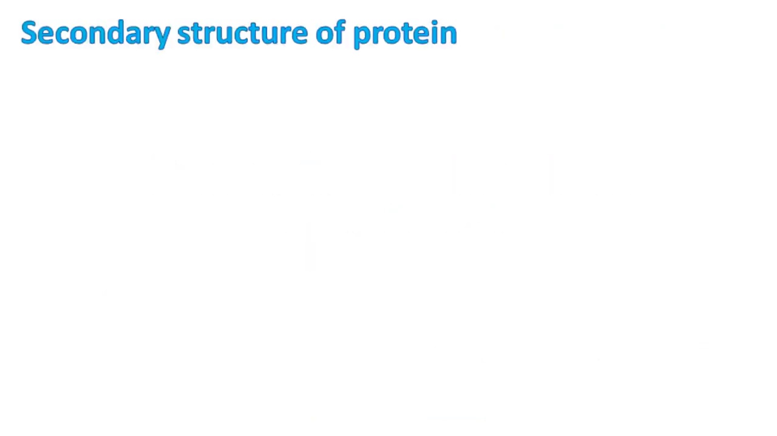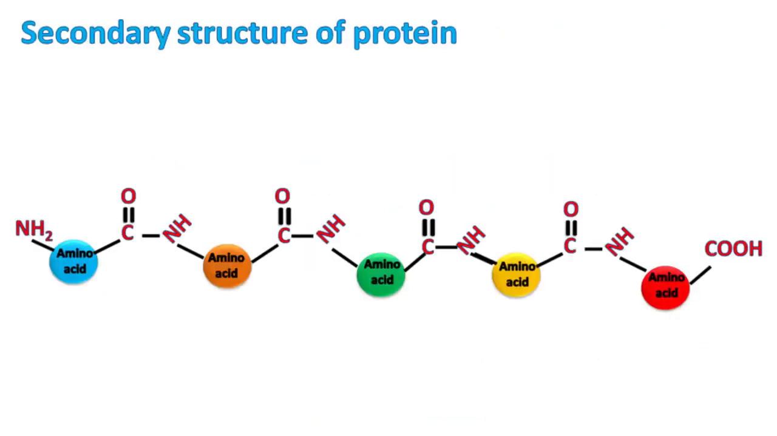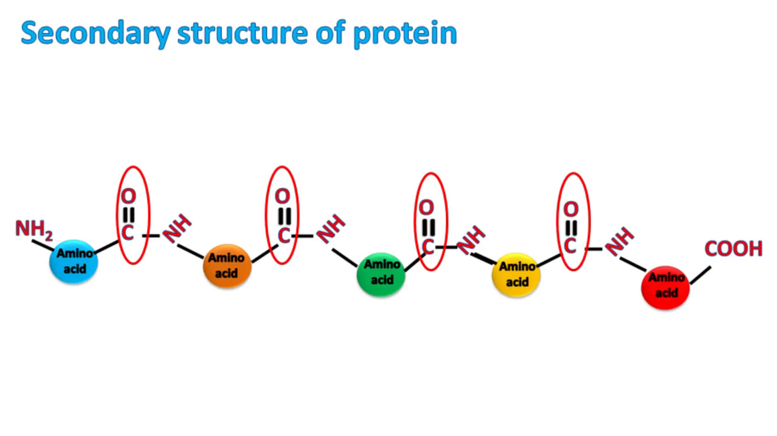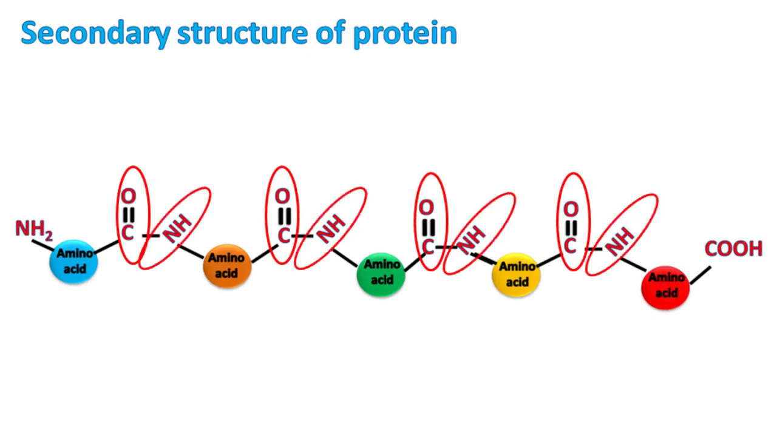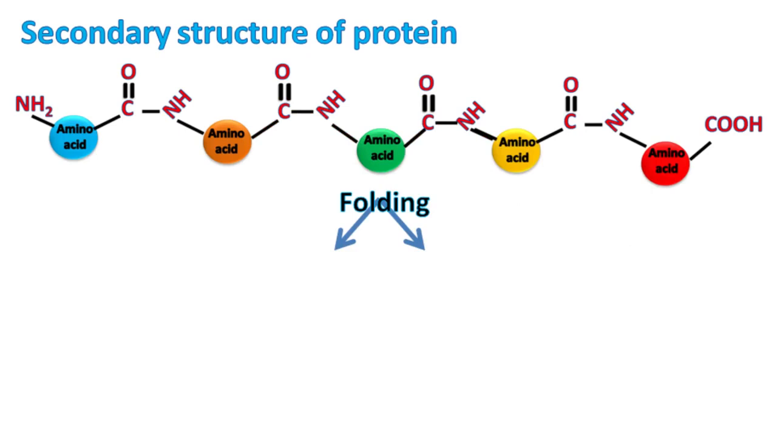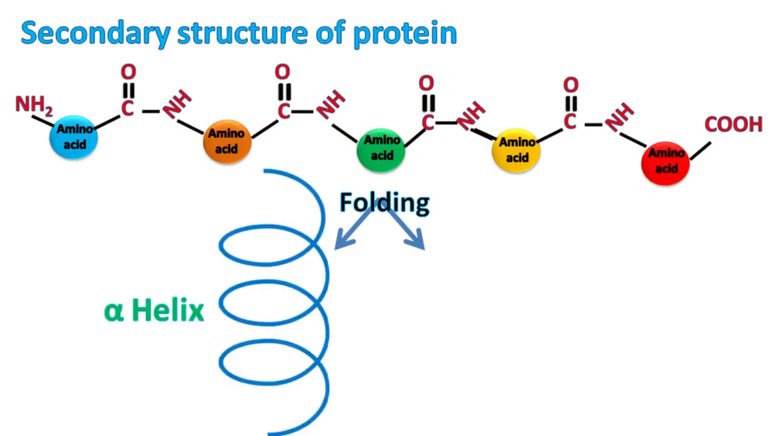Secondary structure of protein. Now, in the primary structure of protein, the amino acids are linked by peptide bond, and the peptide bond has an oxygen attached with the carbon and a nitrogen attached with the hydrogen. Both oxygen and hydrogen have the ability to form hydrogen bond, and this results in folding of the peptide chain either in alpha helix or the beta sheet.